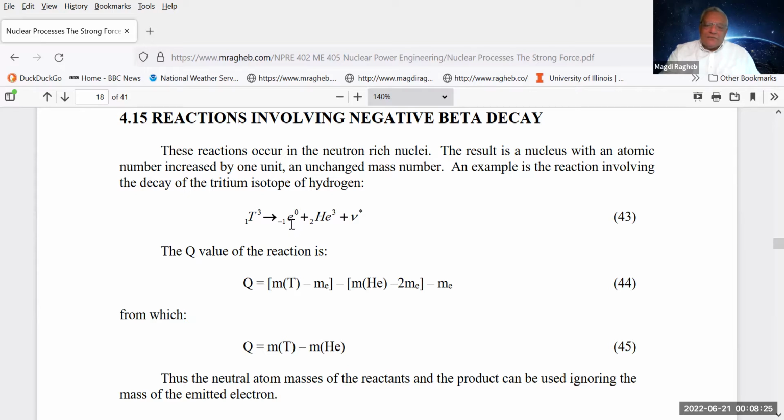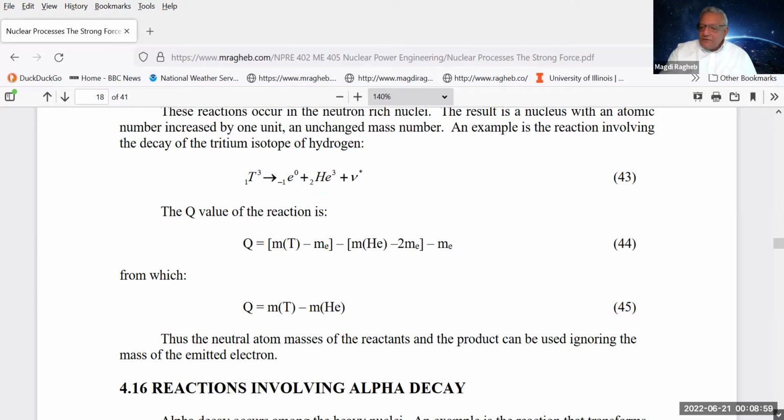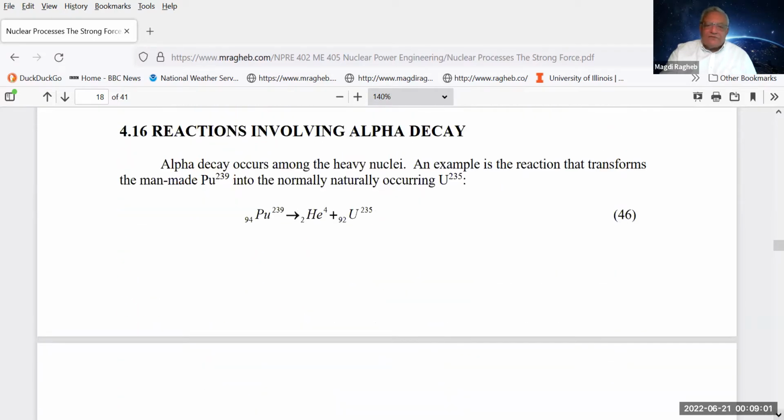But in that case, when you emit a negative electron, this is associated with the emission of an antineutrino by definition. And the antineutrino is identified with a star or a bar on top of nu here. This is the Greek letter nu in that case. You'll find that the Q value in that case is the mass of the neutral atom of tritium minus the mass of the helium-3 atom that is produced, because the masses of the electrons cancel out. So this is a problem when dealing with those reactions.